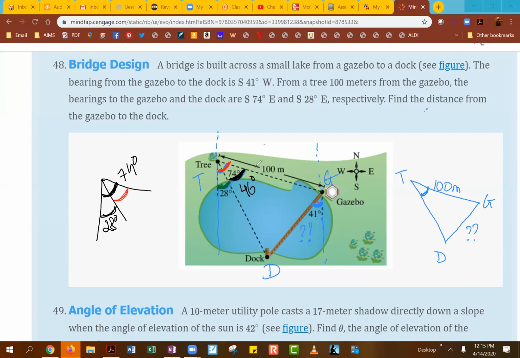Okay, now do you know how that information of 41 degrees can help us out?